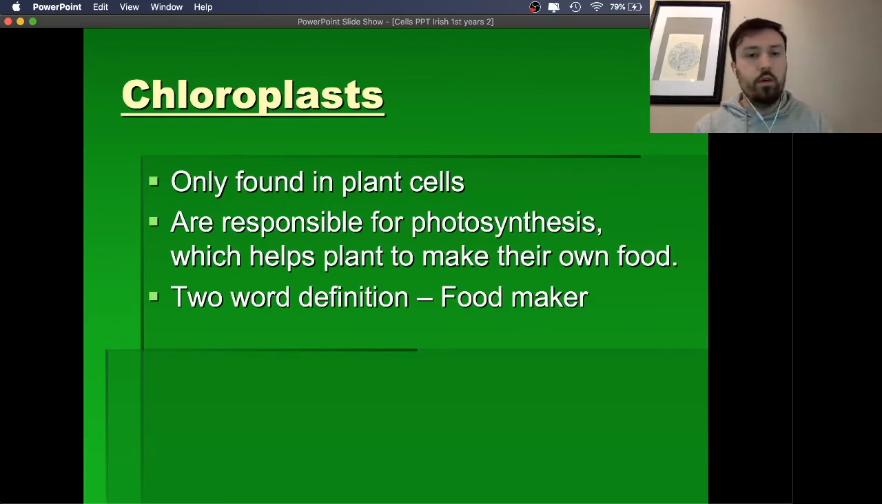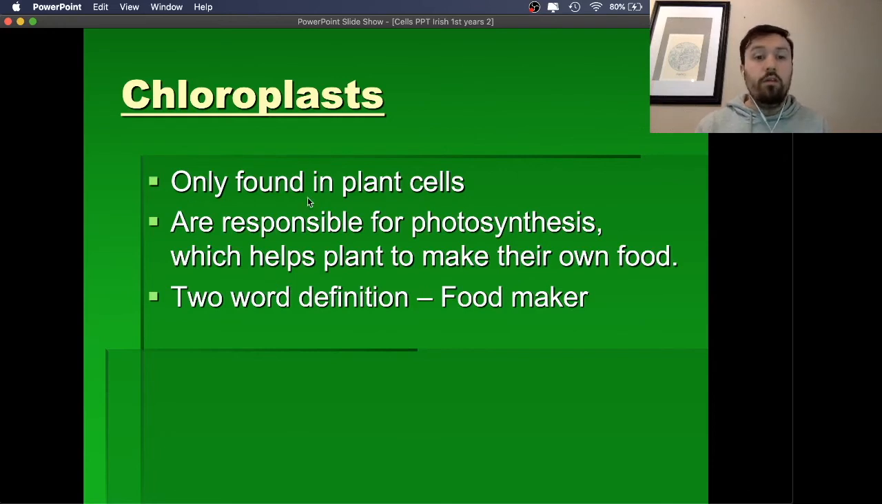Okay, now we're going to talk about chloroplasts. Chloroplasts are incredibly important to plant cells because they make a plant's food. Rather than going out and finding food, they take water and they breathe in something called carbon dioxide out of the air, and they pull that all into themselves. Then they make their own food with it inside of their cells, and that all happens in these things called chloroplasts. So that's why our two-word definition is a food maker.